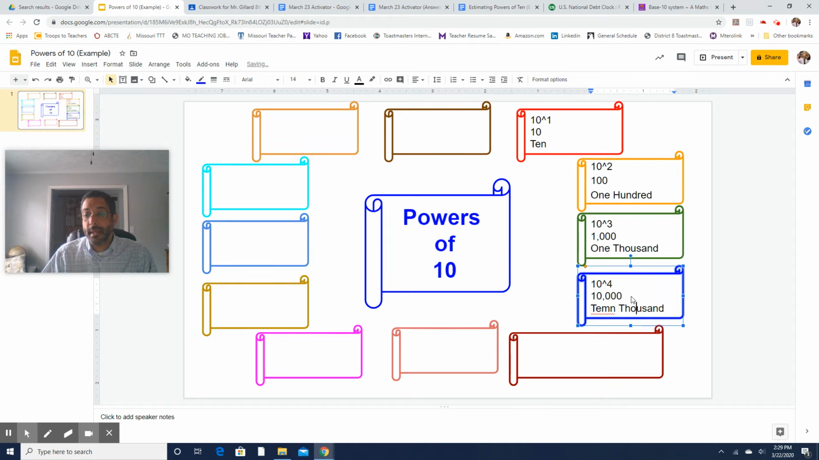Now, some of you may have noticed already that there's a pattern developing, that for whatever number is in my exponent is the number of zeros that I have. So 10 to the first power was 1 0, 10 to the second power was 2 zeros, 10 to the third power was 3 zeros, 10 to the fourth power was 4 zeros. So if I come down here, that means 10 to the fifth power is going to be 1 with 5 zeros. That's going to be 100,000.